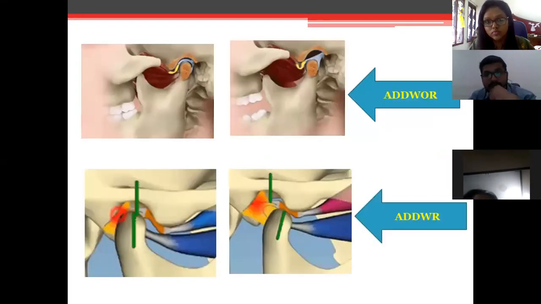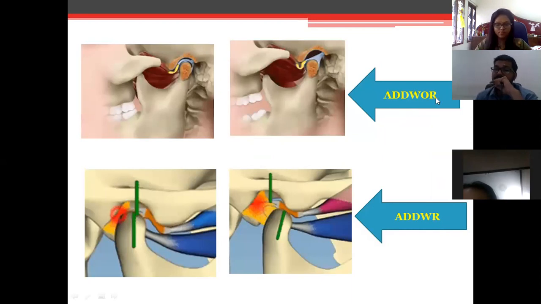Most of the time we have two types of disc displacement: ADD without reduction and ADD with reduction. ADD means anterior disc displacement with reduction and without reduction. The disc can be displaced anteriorly, posteriorly, medially or laterally. 90% of the time we get an anterolateral displacement of the disc. Posterior displacement of the disc is very rare, unless you have a trauma.